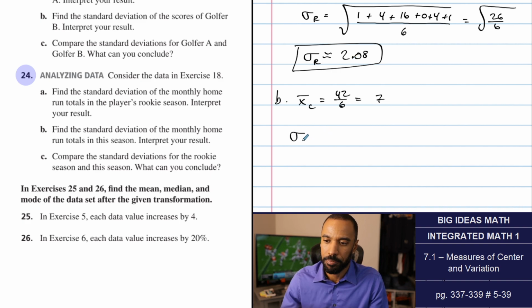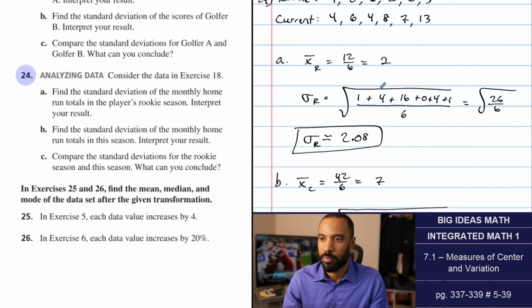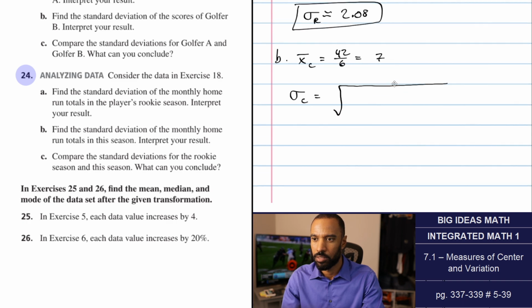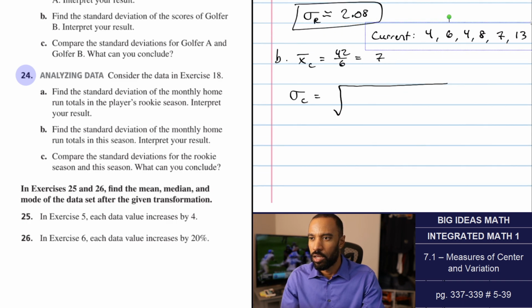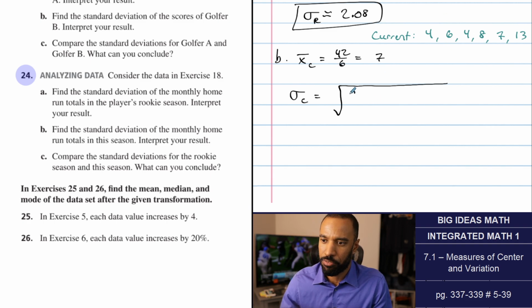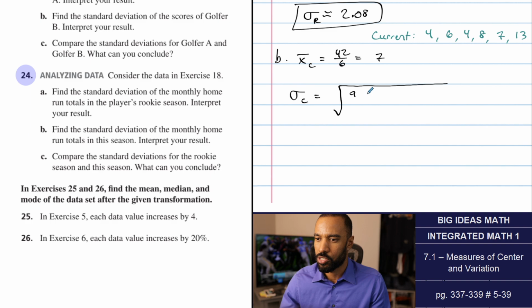Standard deviation. Okay. I need to bring these numbers down, I think, so I can see them. 4 minus 7, negative 3 squared is 9. 6, 1. 4, again, is 9. 8 is 1, 1 squared. 7 minus 7 is 0. 13 minus 7 is 6, squared is 36. Divide that by 6.